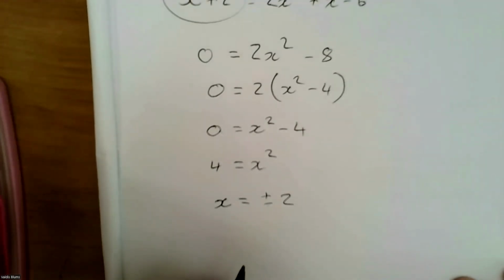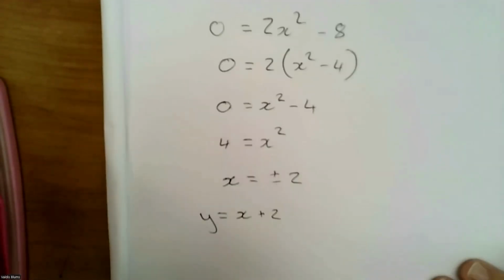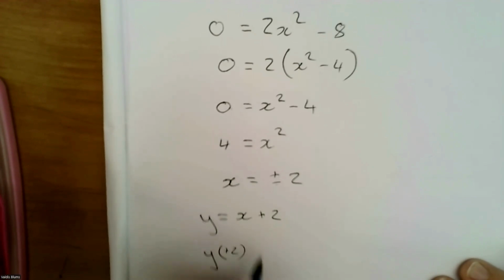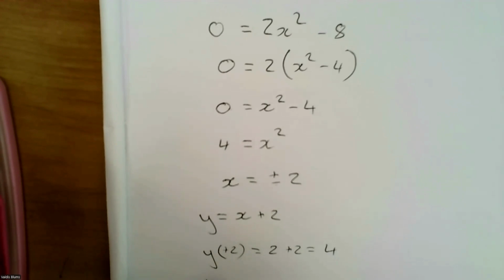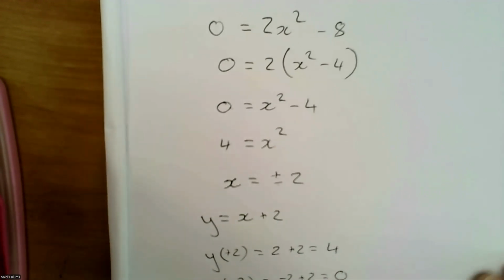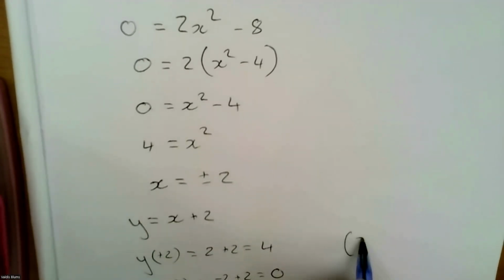So plugging that into one of the equations, and we can just plug it into any, we'll get the same answer. So we have x plus 2. So we'll plug this x in. So y of positive 2 will give us 2 plus 2, which is 4. And y of -2 will give us -2 plus 2, which is 0. So our two sets of coordinates, so for +2, we had a y value of 4, and for -2, we had a y value of 0.